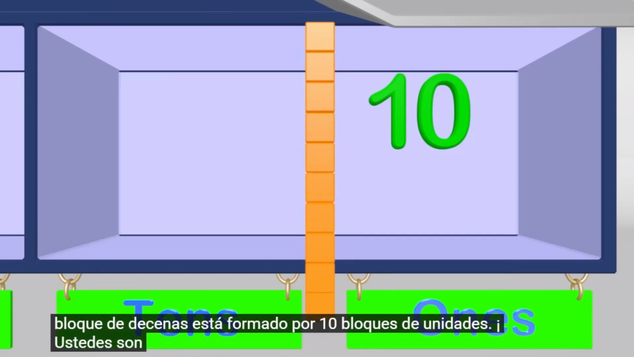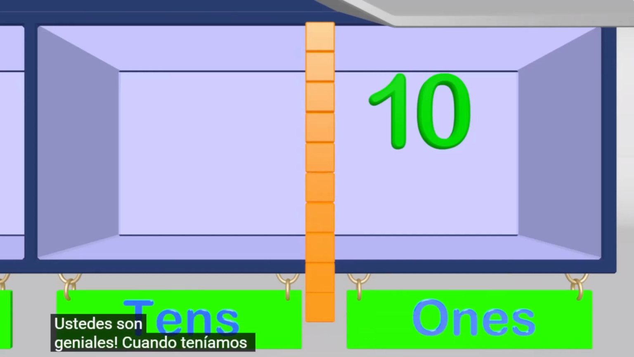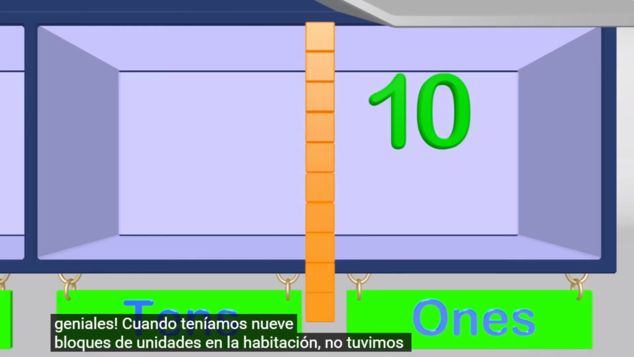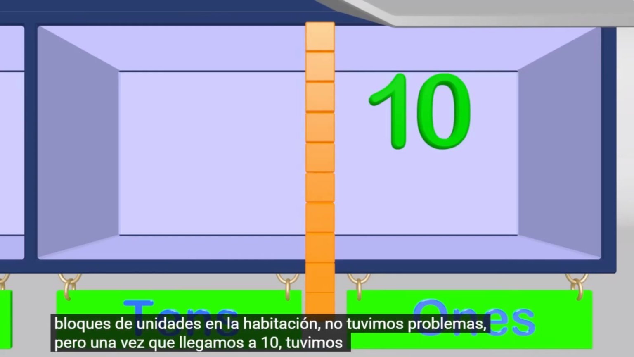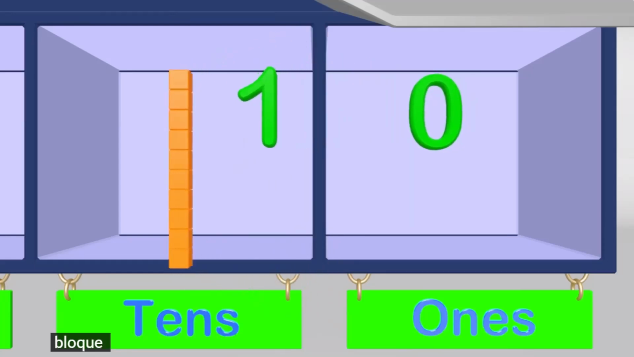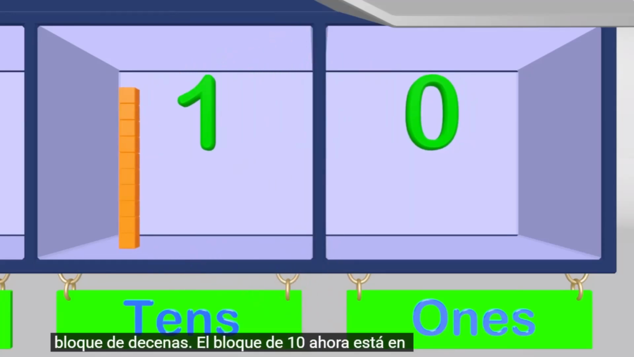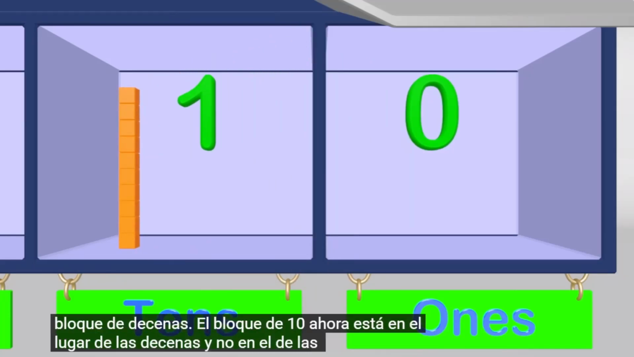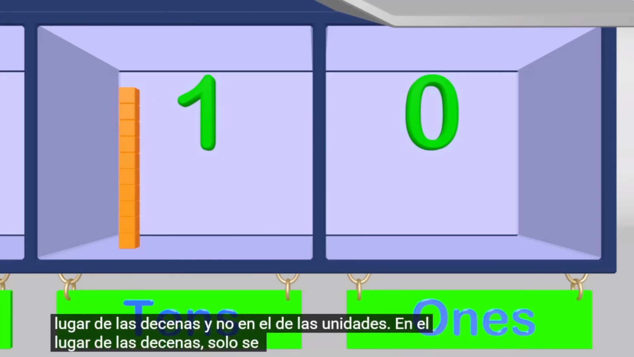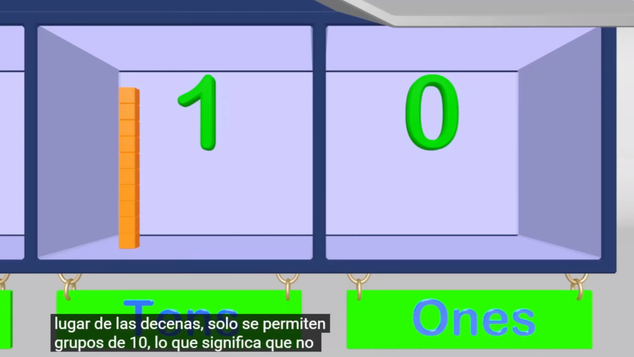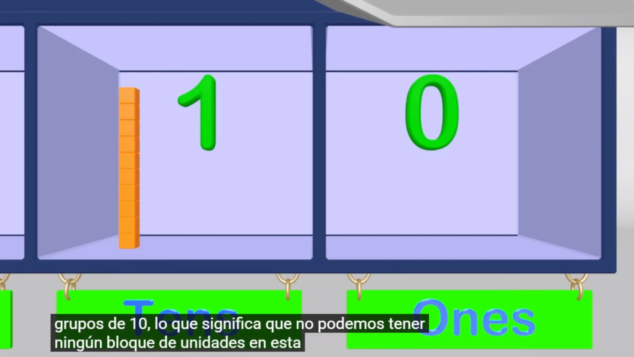You guys are awesome! When we had 9 of the ones blocks in the room, we had no problems, but once we reached 10, we had to form a tens block. The tens block is now in the tens place and not the ones place. In the tens place, we are only allowed to have groups of 10. That means we cannot have any ones blocks in this room.